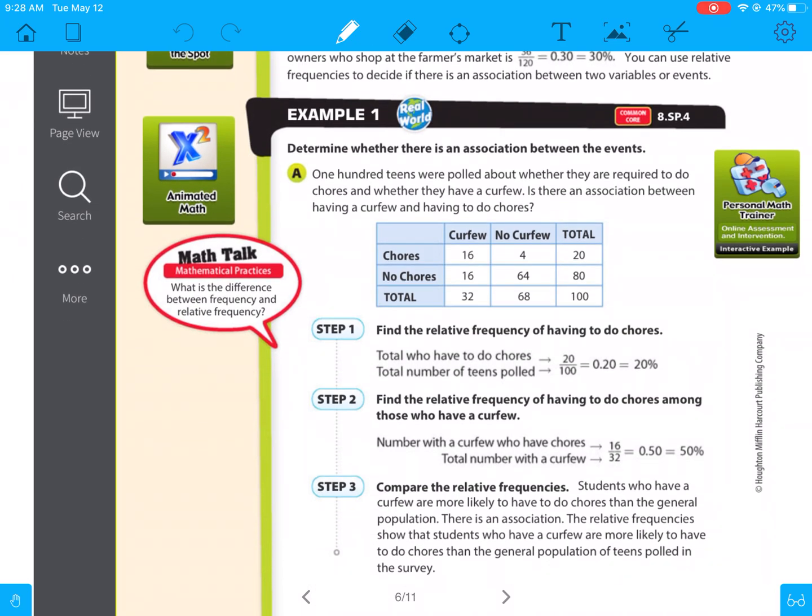So for example 1, it says 100 teens were polled about whether they are required to do chores and whether they have a curfew. Is there an association between having a curfew and having to do chores? So the first thing we want to do is find the relative frequency of everyone who has to do chores. There's 100 people that were surveyed, and only 20 do chores. So 20 divided by 100 equals 20%. So 20% of these 100 people do chores.